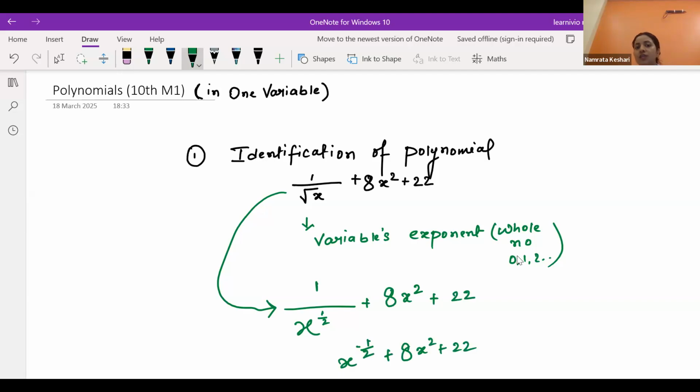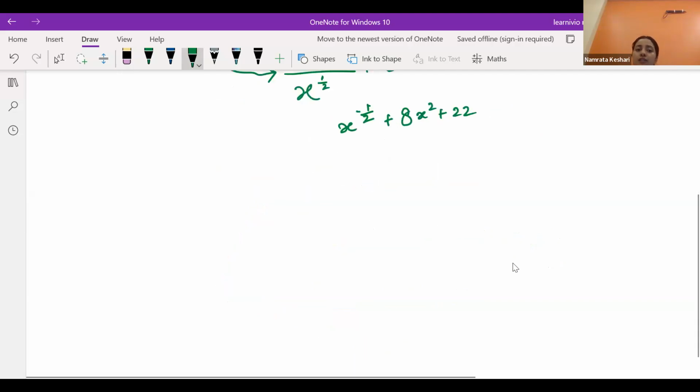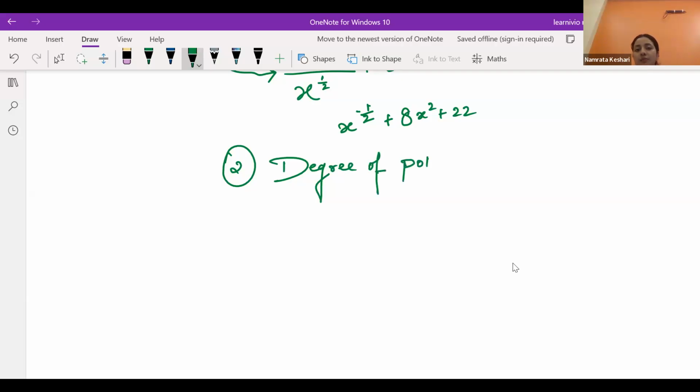I'll not give that much time to this part. Next, you have learned how to identify the degree of a polynomial, right? If I am giving you a polynomial, for example, I am writing here just 2. What is the degree of this polynomial?